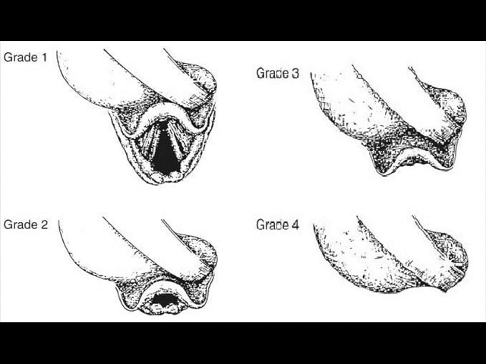Now there are 4 different grades given to the amount of vocal cord that you can see. Grade 1 means once the tongue and epiglottis is moved out of the way, you can see the entire vocal cord. While in grade 4, you can't see anything. Now notice how the blade again sits between the tongue and the epiglottis.